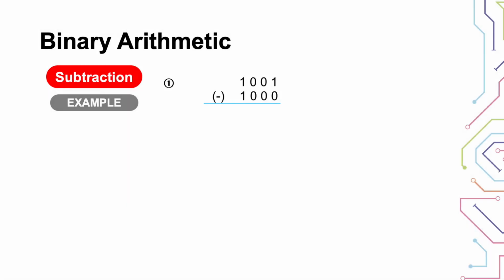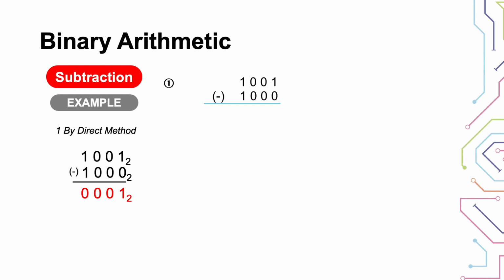So, we will first use the direct method. So, sa direct method, ang gagawin lang natin is simply using the table, no? Applying what we have learned in the table. So, this is equivalent to 1. This is equivalent to 0, 0, and then 0. Okay? So, that's the answer.